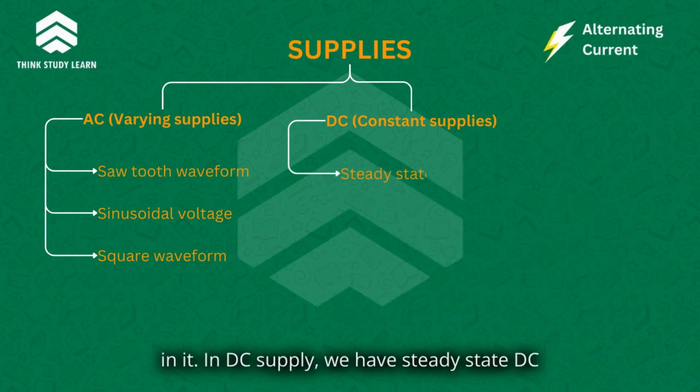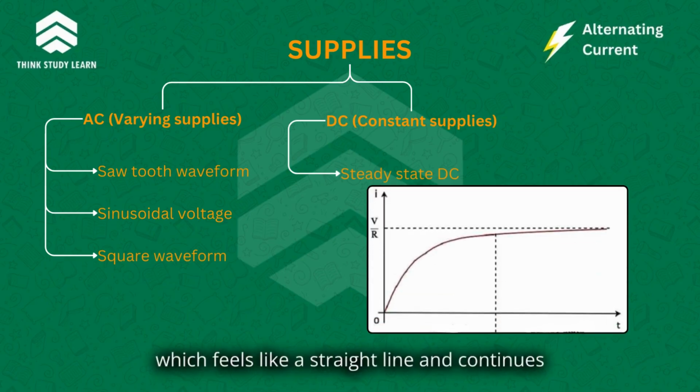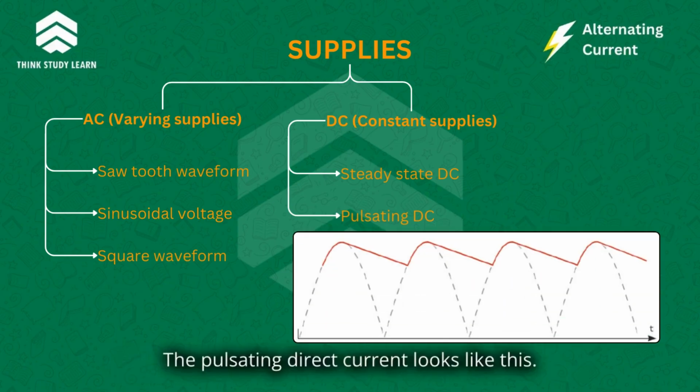In DC supply, we have steady state DC, which looks like a straight line and continues its state. And at last, we have pulsating direct current. The pulsating direct current looks like this.